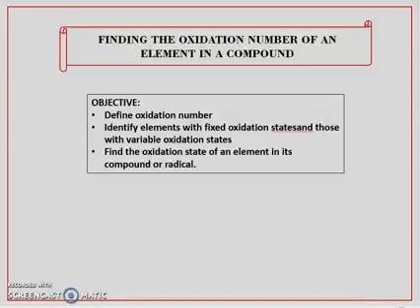Going to discuss oxidation number, what it is, and how to find the oxidation number of an element in a compound. After this video, you should be able to define the oxidation number of an element in a compound and identify elements with fixed oxidation states and those with variable oxidation states. You should also be able to find the oxidation state of an element in its compound or radical.